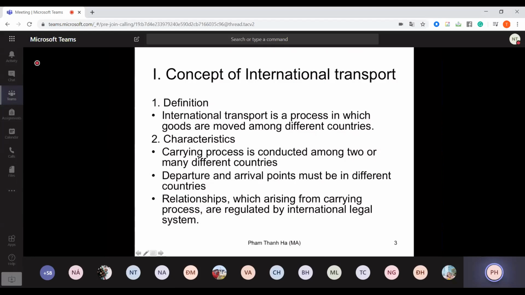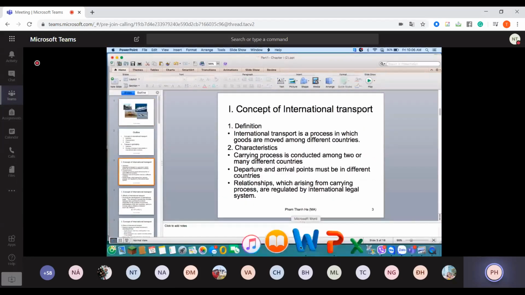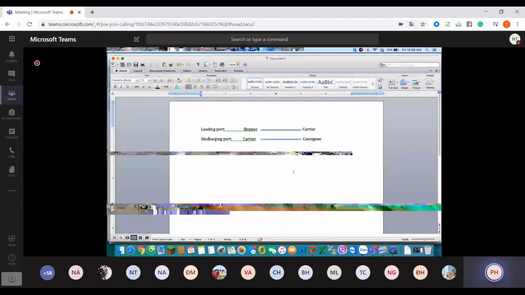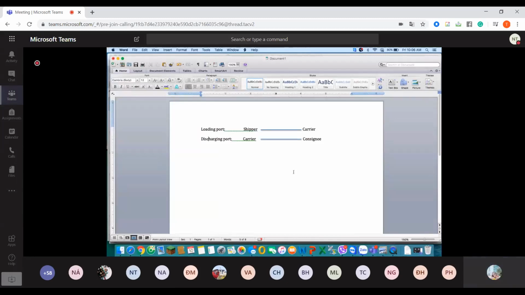So let's take a look. Have you seen my Word file? Yes. Okay. So I'd like to focus on two relationships. Generally speaking, you have one relationship between the cargo owners, which means between exporter or importer and the carriers, as in your opinion. Now I'd like to divide it into two relationships.